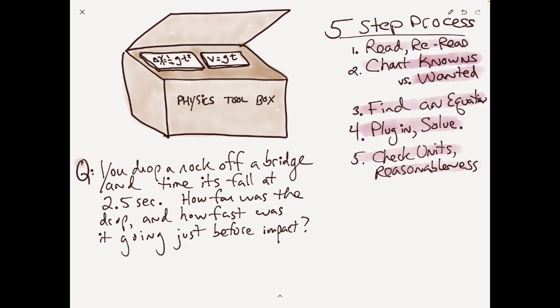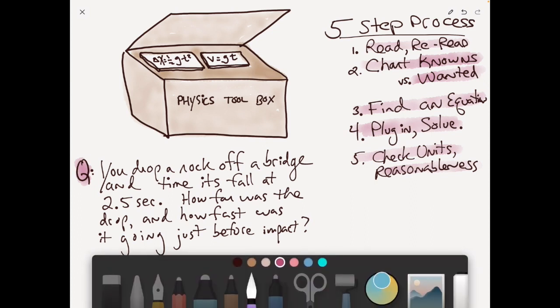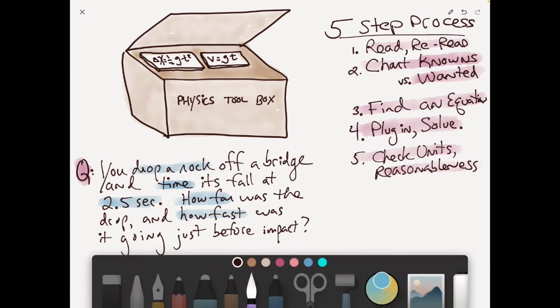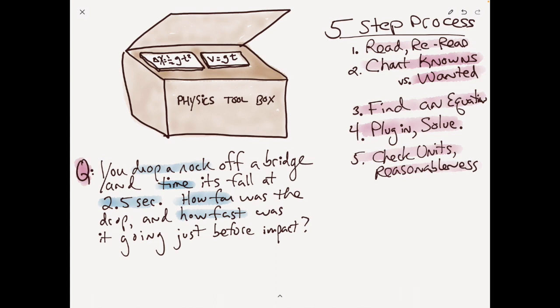So the question here is the following. You drop a rock off a bridge and you time its fall at 2.5 seconds. How far was the drop and how fast was it going upon impact? First step is to read and then reread. You drop a rock off a bridge and you time its fall at 2.5 seconds. How far was the drop and how fast was it going just before impact? We're going to take the how far question first, and make our chart of what we know and what we want.